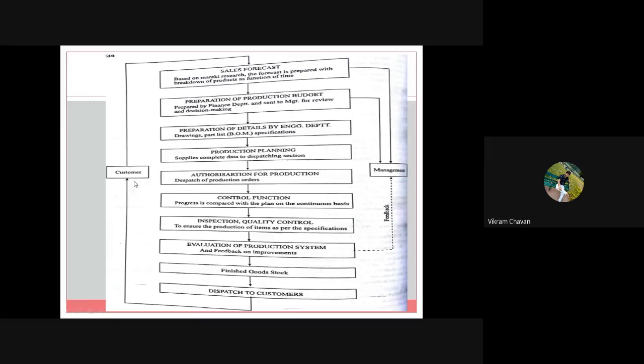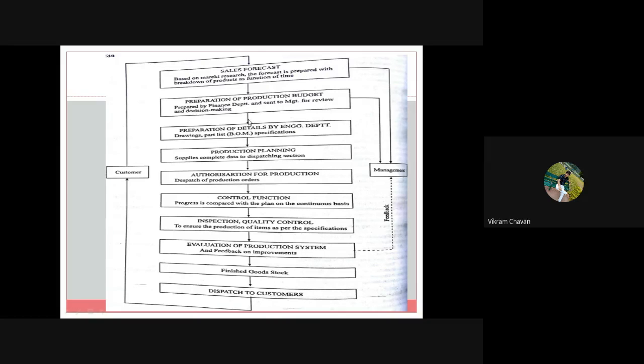Once again the customer will use those products and provide feedback to the marketing department or the sales department. The sales department works on that feedback or the surveys, and the report will be provided to the management. Then if there are any changes, or if the customer requirement changes, the details will be provided to the production department, and then this cycle will repeat.